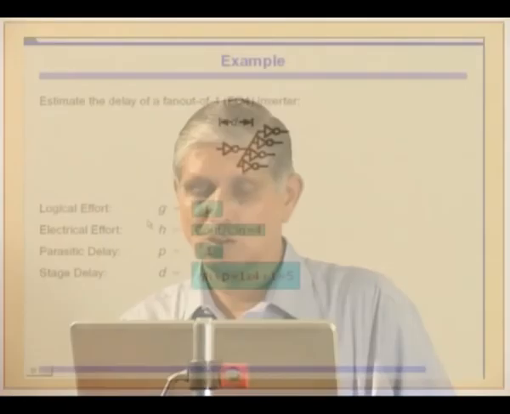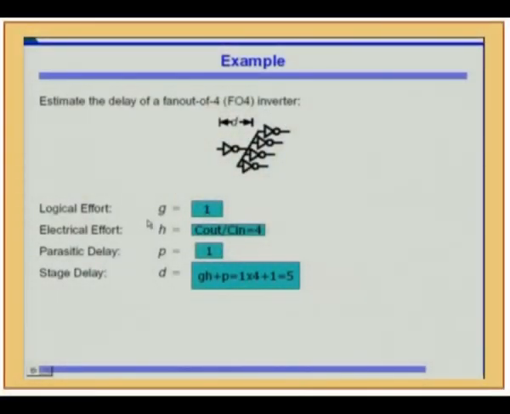Now this is the standard load which you see in all designs, or rather you actually standardize your design based on it, which is called the FO4 load. Here is one inverter which is driving 4 inverters, so it is a fan-out of 4. One can calculate the logical effort. G is 1 because it is an inverter. H: it has 4 loads, each is C in, so C out by C in is 4. The parasitic delay is 1. So the stage delay is GH plus P, 1 into 4 plus 1, which is 5.